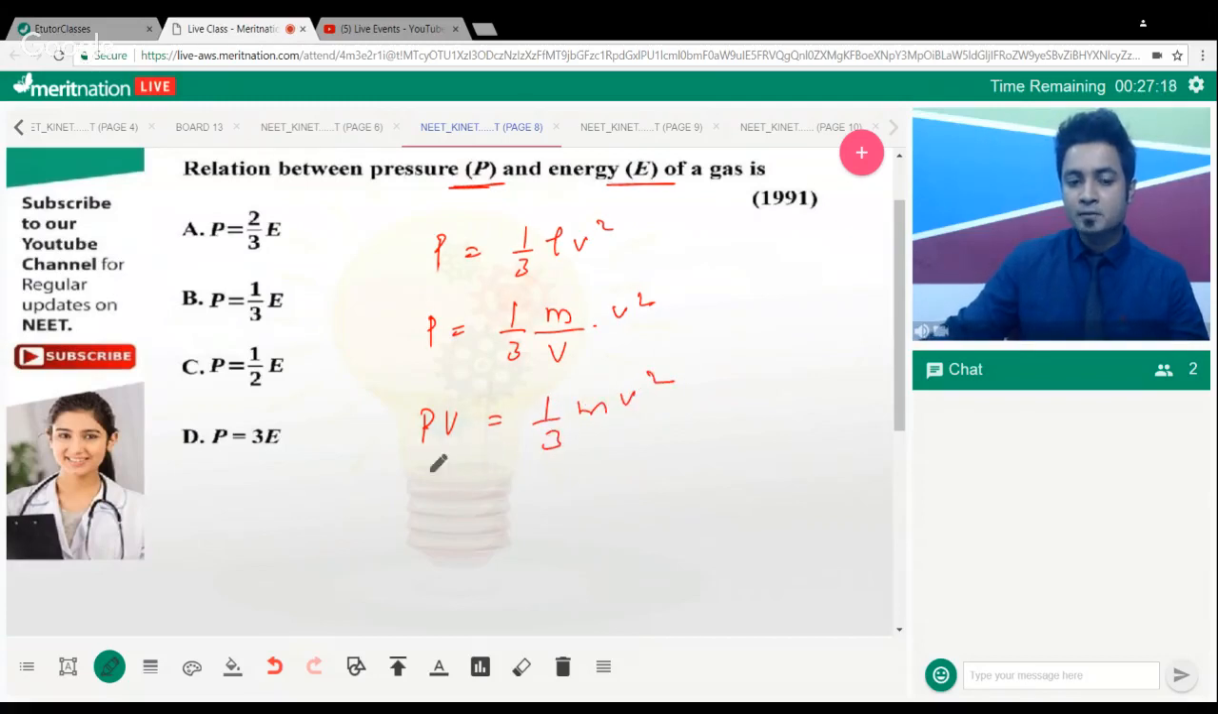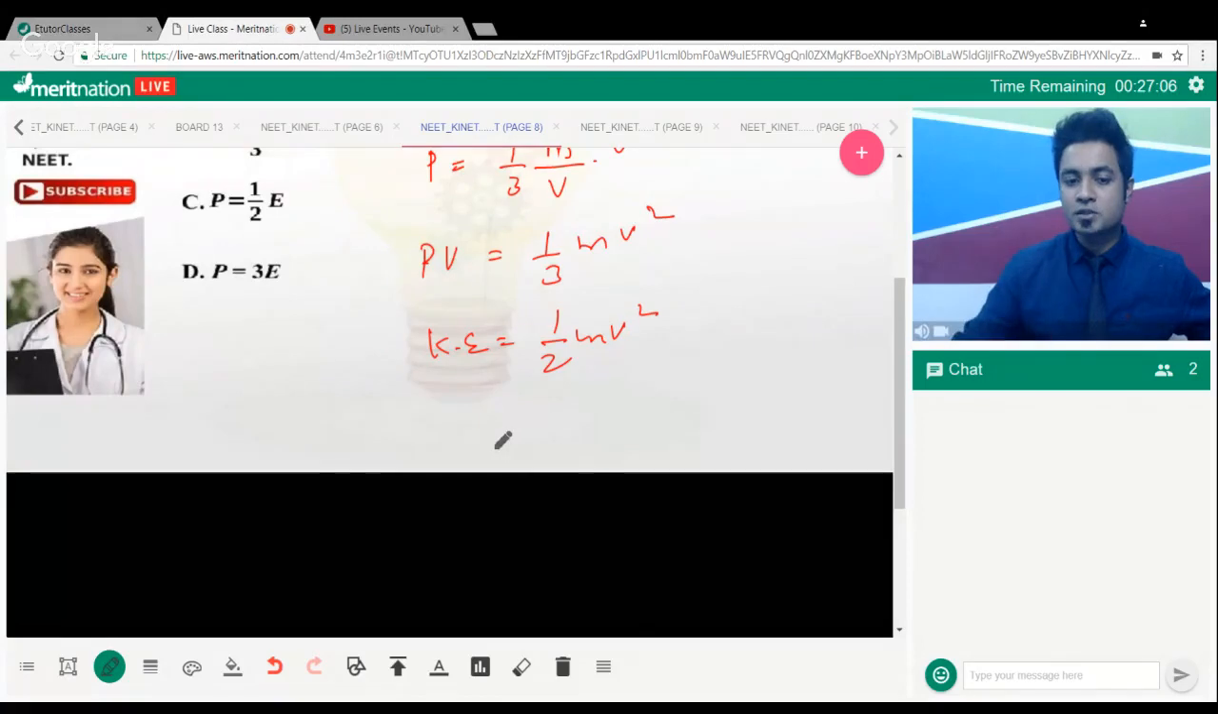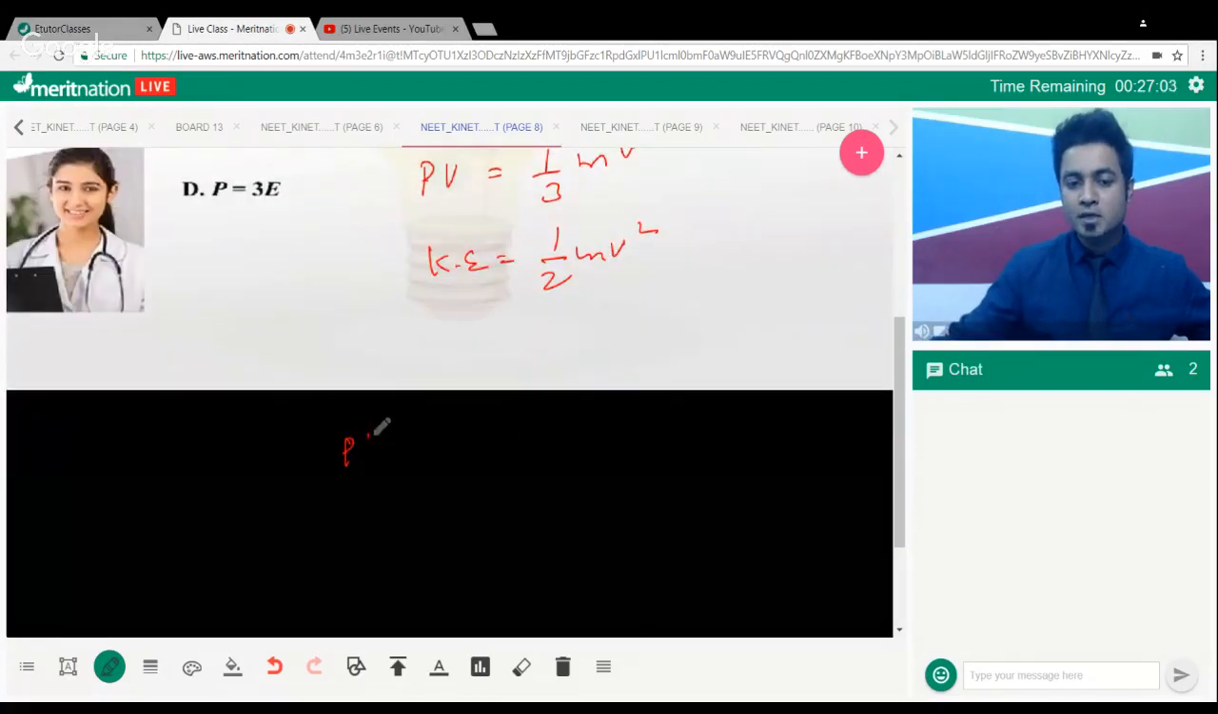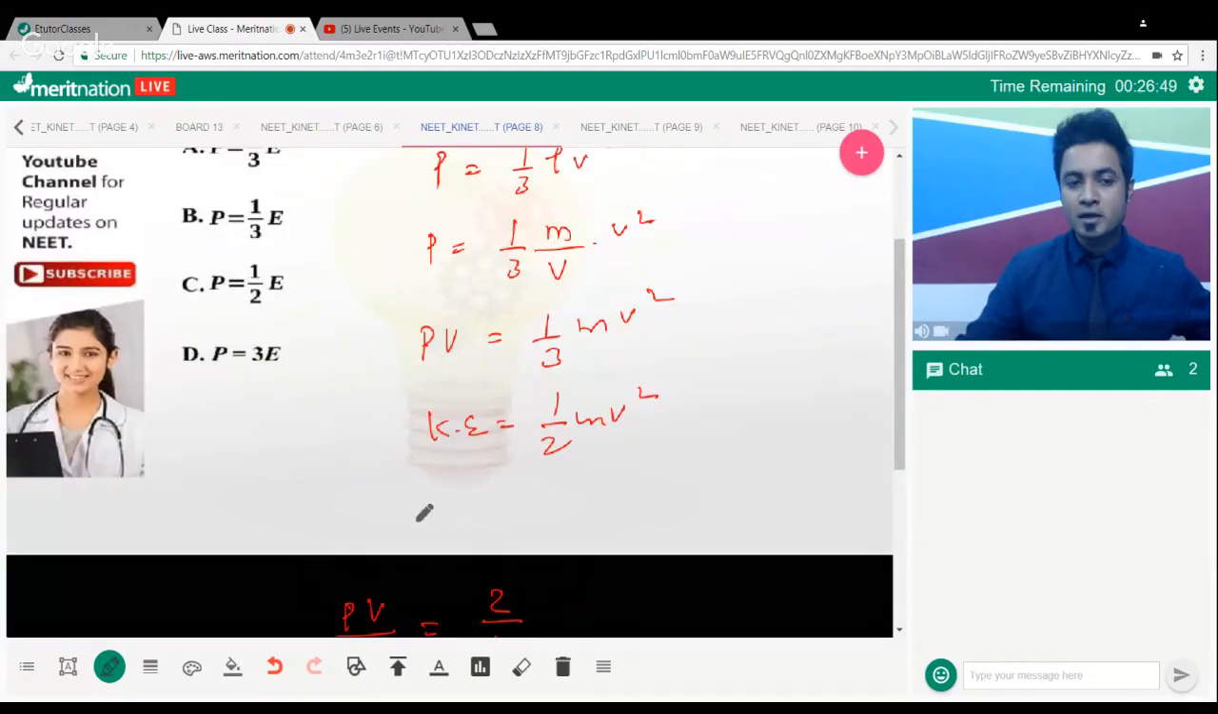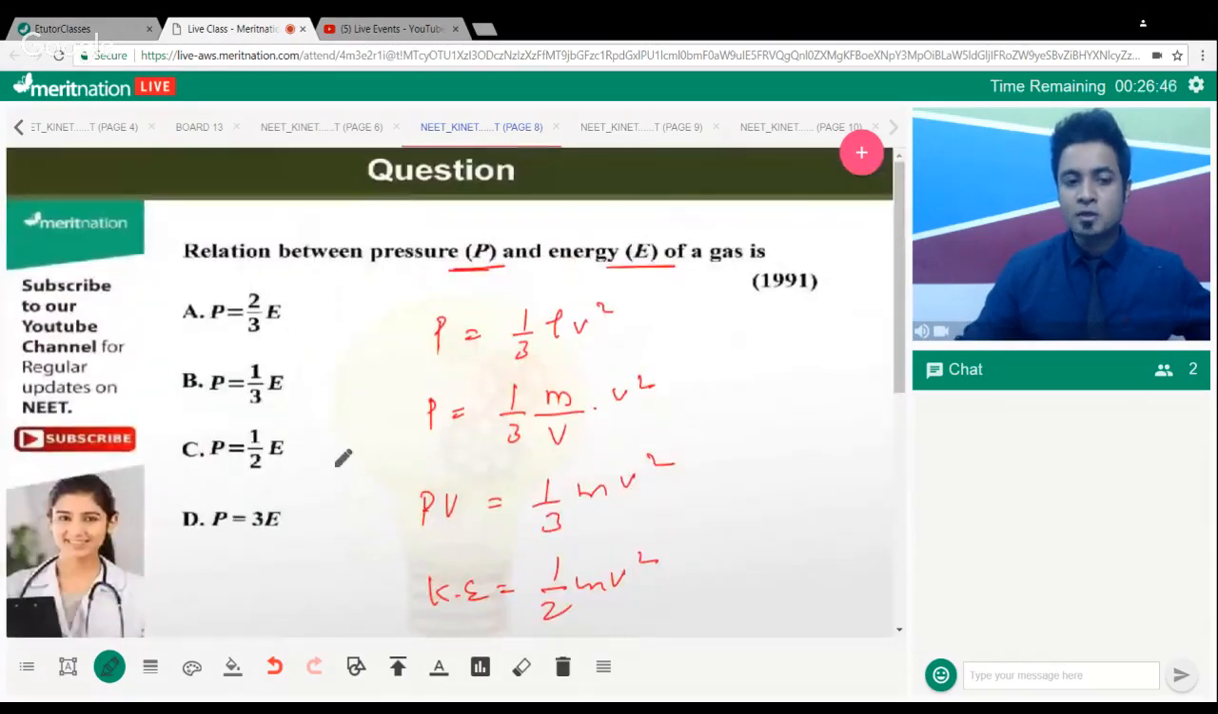And here, the kinetic energy. What is kinetic energy? Kinetic energy is nothing but half m v square. If we just divide these two equations, what are you getting here? PV upon KE is equal to 2 upon 3. So PV comes out to be 2 by 3 of KE. So this is the relation between the energy part and the pressure. Here they have eliminated the volume part, so this one has to be the correct one, the A part.